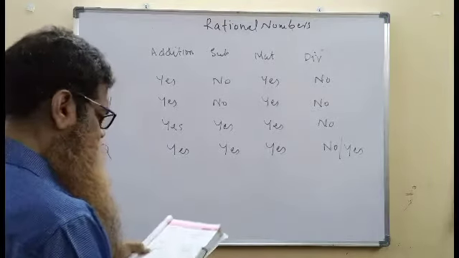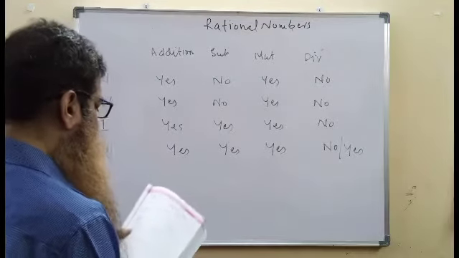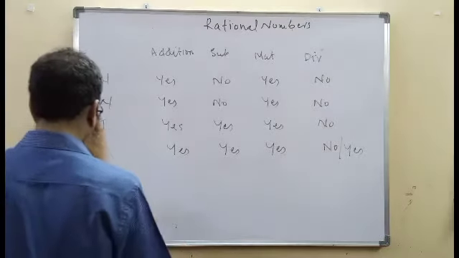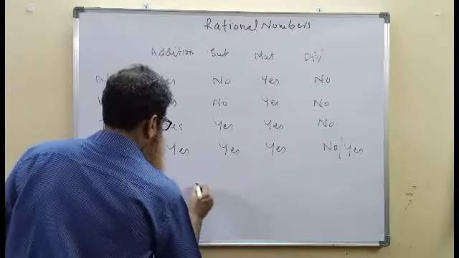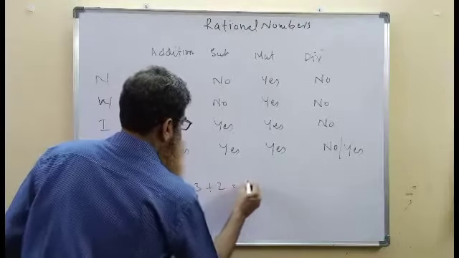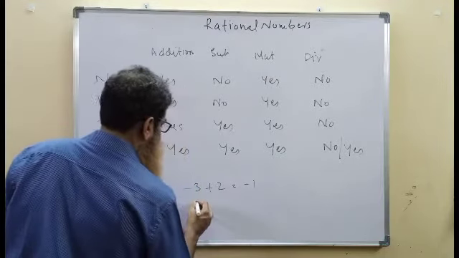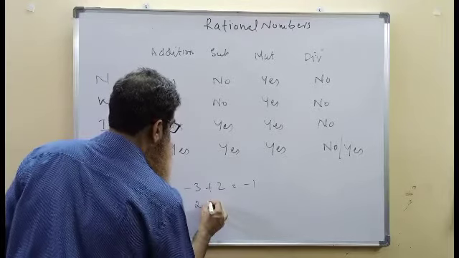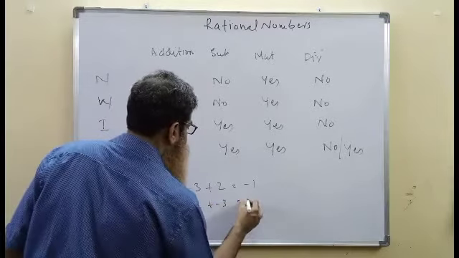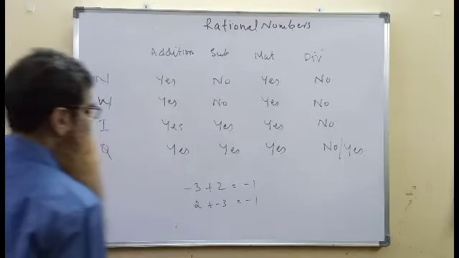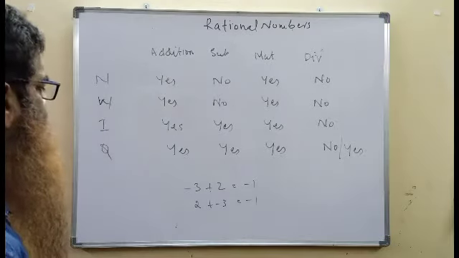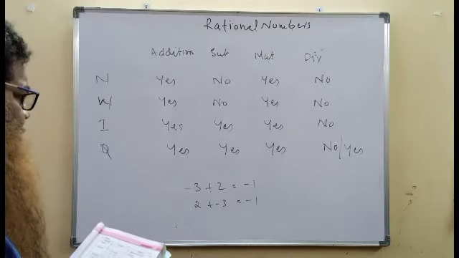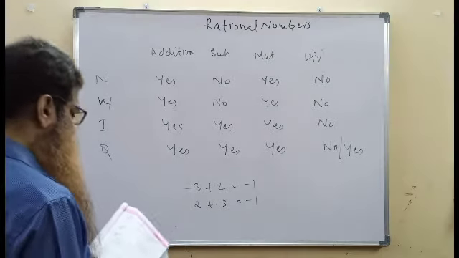Now coming to integers on page number 7. Addition in integers. Example, minus 3 plus 2 is equal to minus 1, whereas 2 plus minus 3 is equal to minus 1. So addition is commutative in integers.